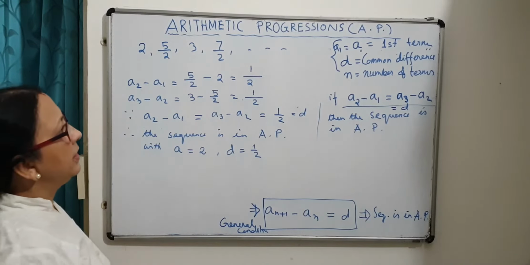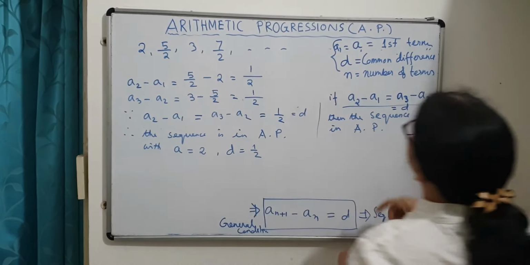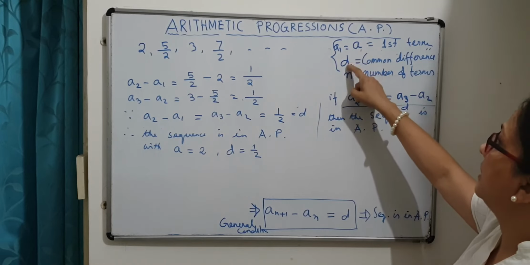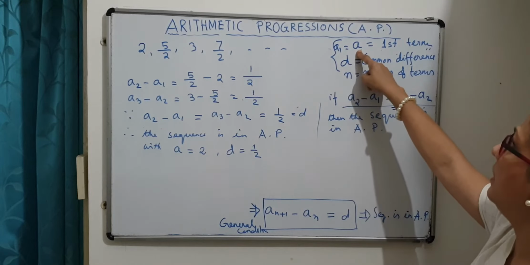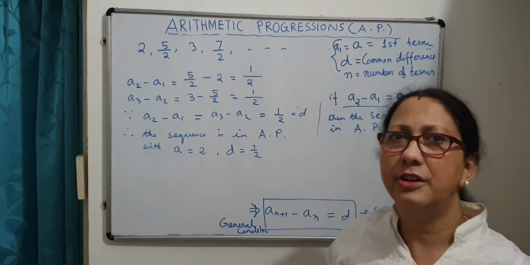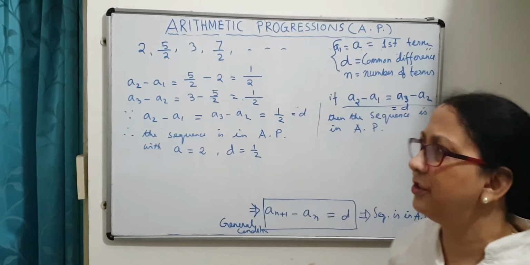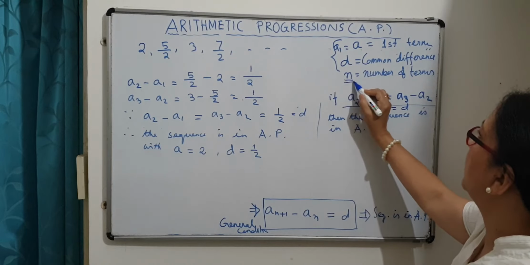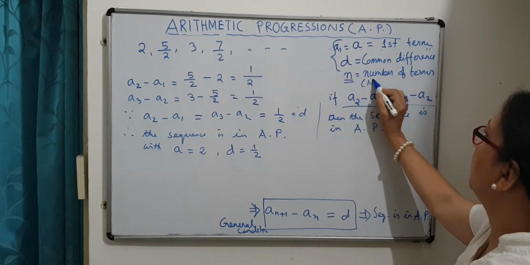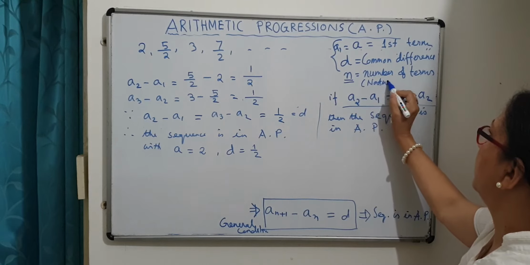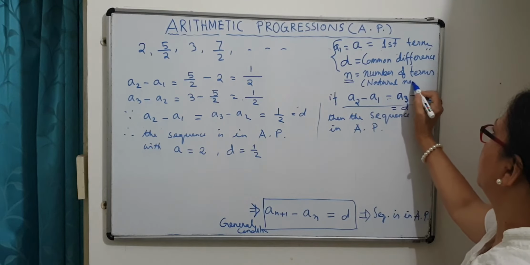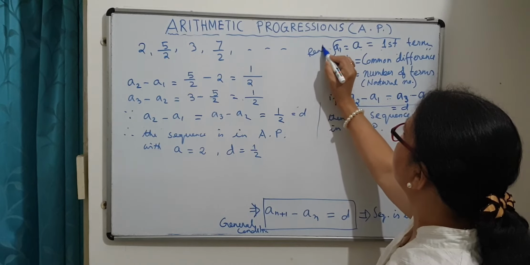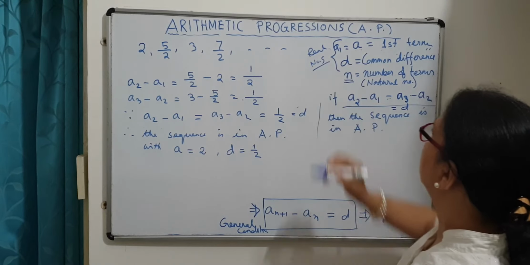Now again I am telling you, these two numbers A and D are real numbers. That means they can be rational or irrational, positive or negative, fractions, integers, everything can happen. But the number of terms only has to be a natural number, because it is a counting number. So only n is a natural number, and these two are real numbers.